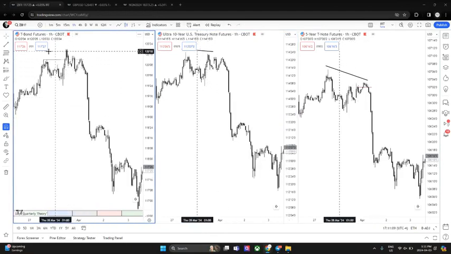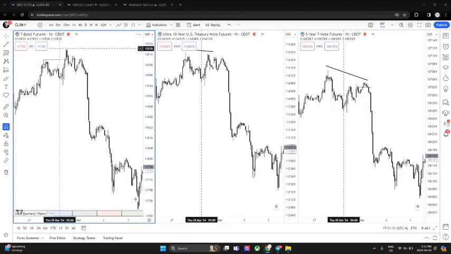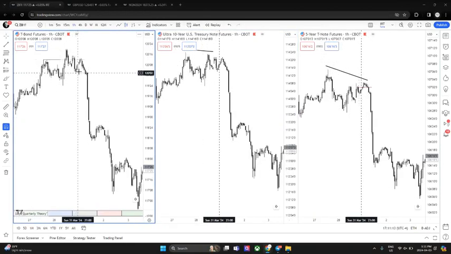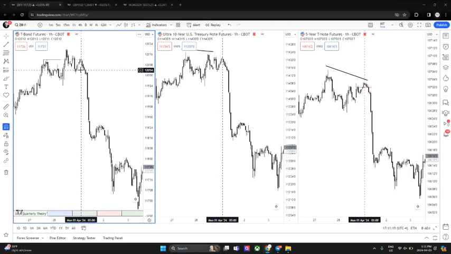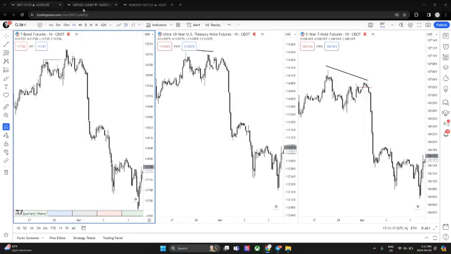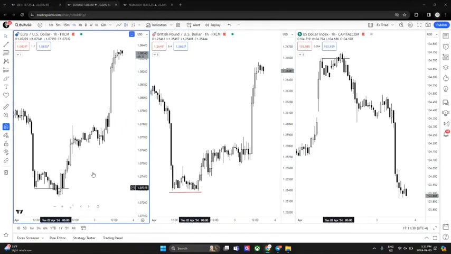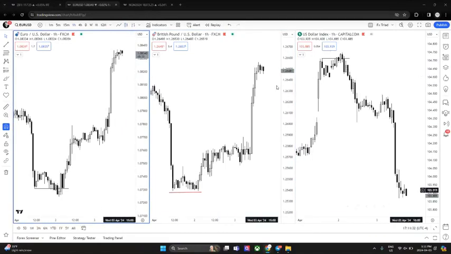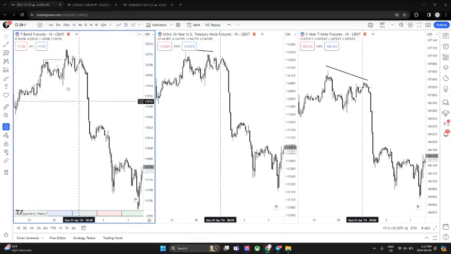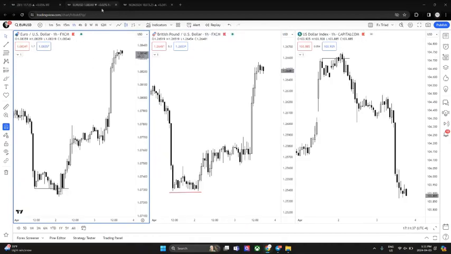So due to the fact that we were already bearish on this, and we were bullish on euro USD and bearish on the dollar, due to the fact that the dollar moves in the opposite direction of these, right?